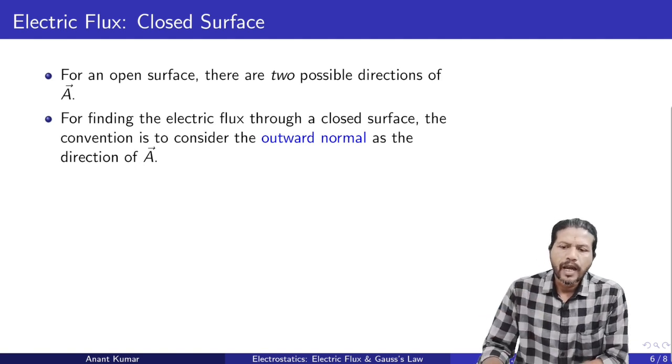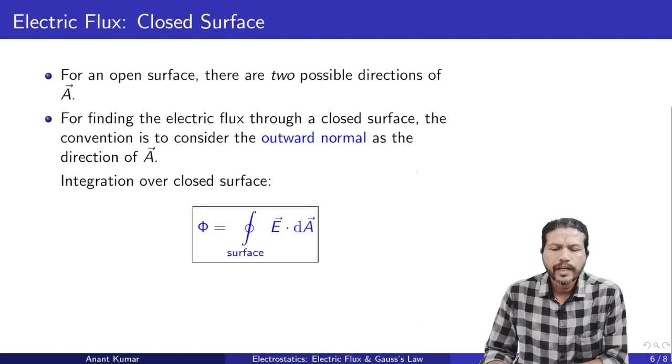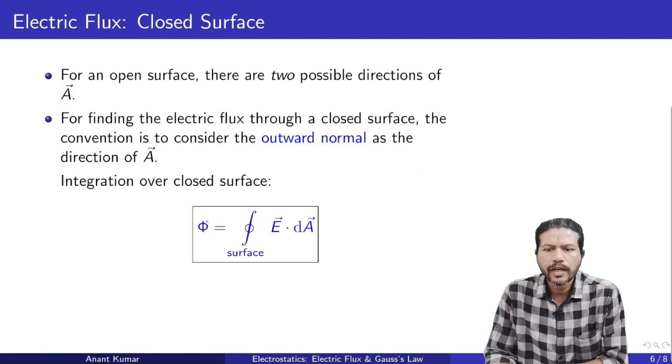At the same time, the integration over a closed surface is indicated by putting this little circle on the integral sign. So if I put this circle on the sign of the integral, it means I am talking about an integral over a closed surface. Fine. So that will be the flux through a closed surface, which we shall see is useful for the Gauss law.